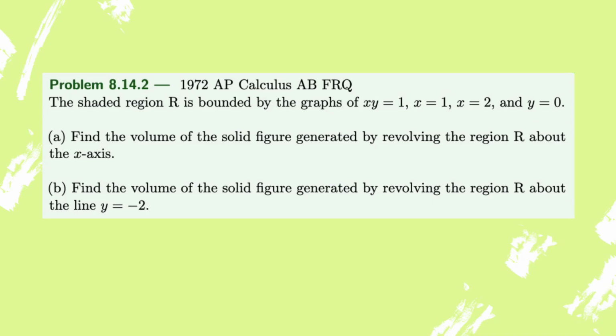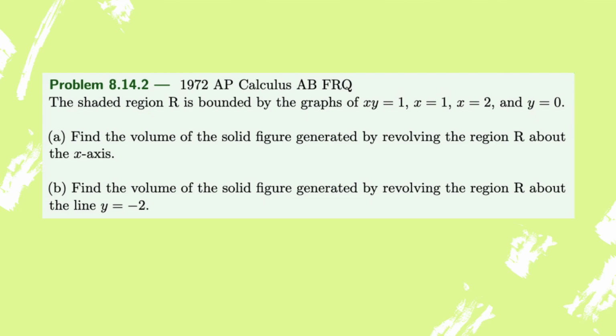Now let's look at a free response question from the actual AP exam. We have a shaded region R that is bounded by the curves xy equals 1, x equals 1, x equals 2, and y equals 0. In part A, we want to find the volume of the solid figure that's generated by revolving the region R about the x-axis. In part B, we want to find the volume of this region R when we rotate it around the line y equals -2. Please pause the video and try the problem on your own before you proceed.